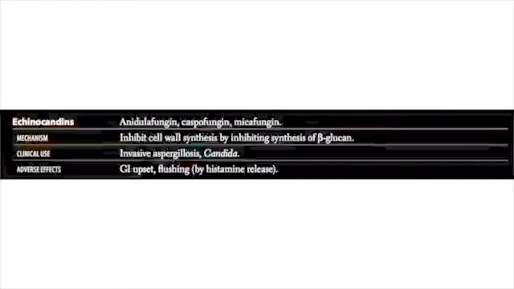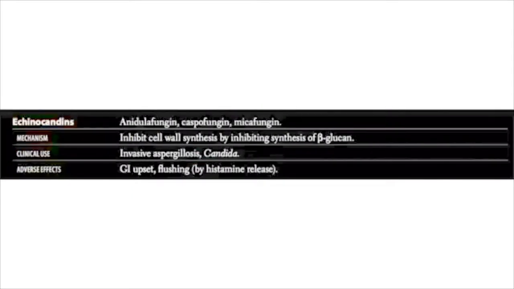Next, we're going to talk about caspofungin and micafungin. They inhibit beta-glucan synthesis, and beta-glucan is necessary for the fungal cell wall. It's given for invasive aspergillosis. It can cause upset stomach, GI problems, and flushing. So, relatively well tolerated.